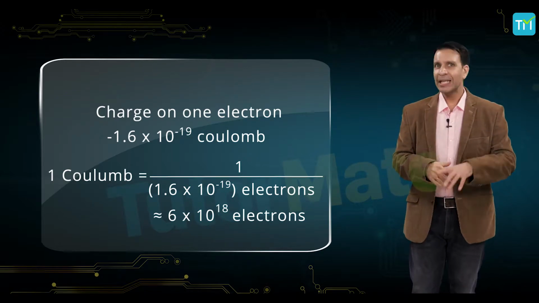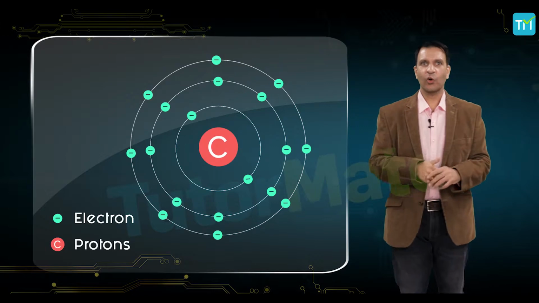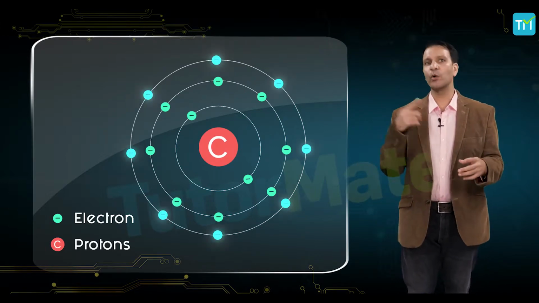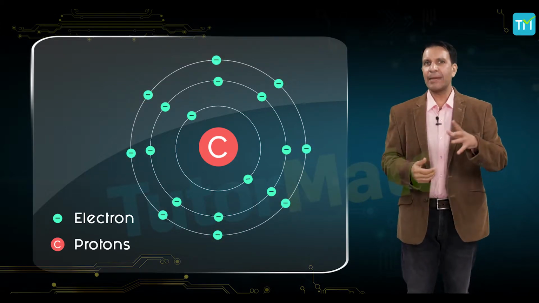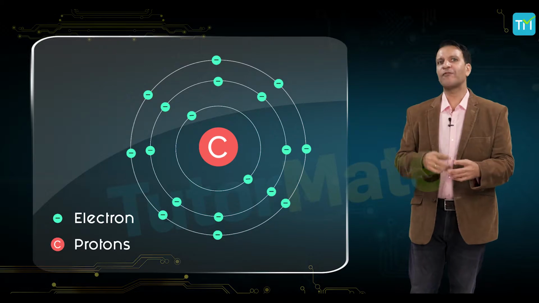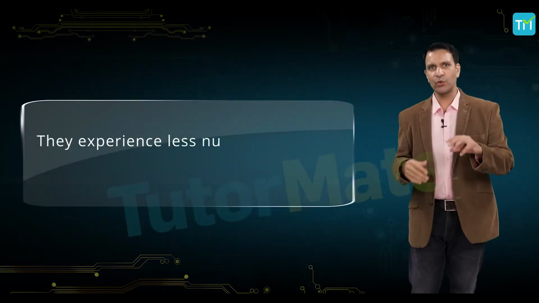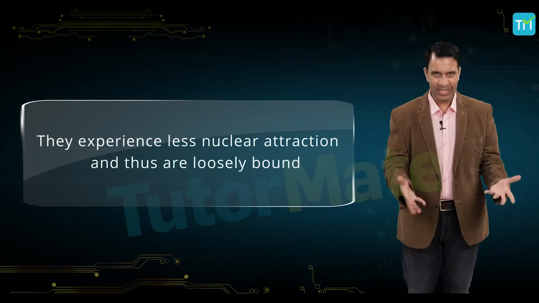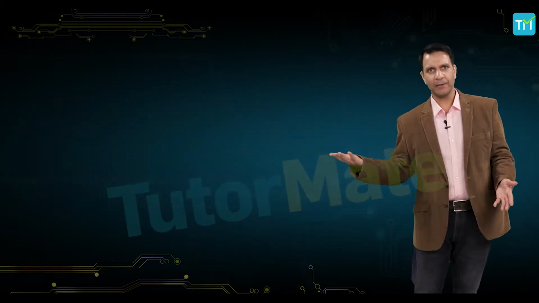Now, generally, only the outer electrons, also known as the valence electrons, that is the electrons in the outermost orbit of an atom, take part in any reaction. And because these electrons orbit far from the atom's nucleus, they experience less nuclear attraction and thus are loosely bound. Because of this, they can be easily transferred from one atom to another.